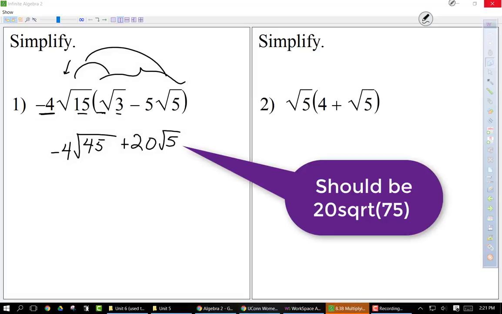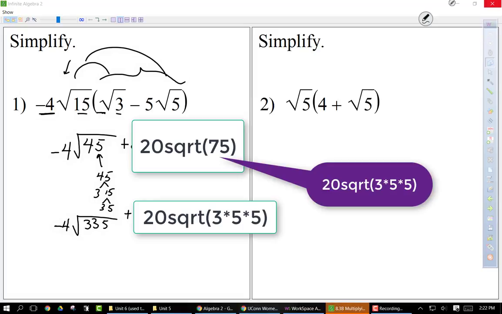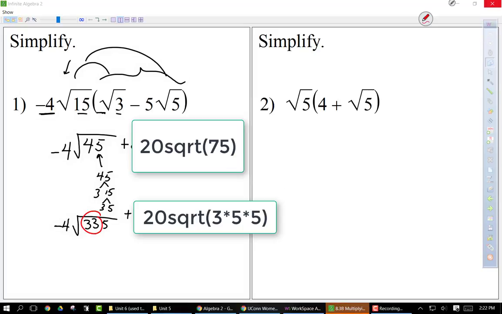Now let's figure this out. You might be like, well, we're done. Well, not necessarily. I have to make sure I'm done. This 45 is 3 times 15, and then 3 times 5. So that's really negative 4 times the square root of 3, 3, and 5, plus 20 square root of 5. But now we have a pair of 3's because we have a square root. One pops out, the other one doesn't have a friend or doesn't come out to play, or whatever your analogy is for that. So we get negative 12 root 5 plus 12.